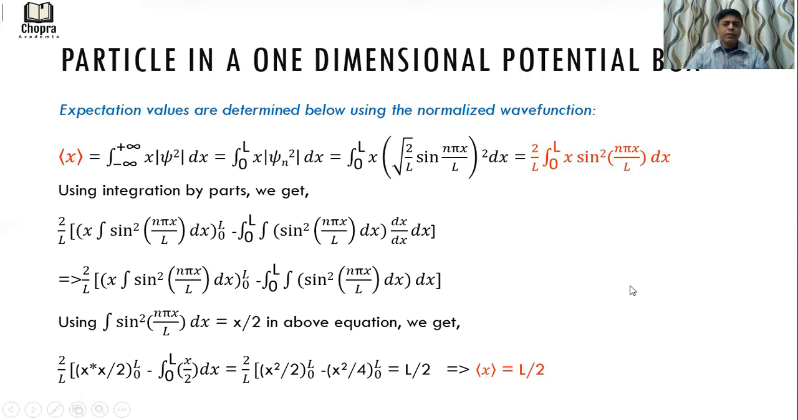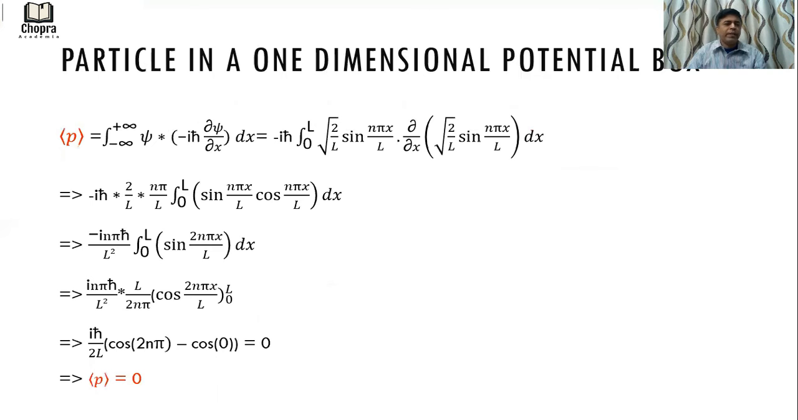So that means the most probable position of finding the particle inside the box, from all the weighted average measurements of the position, quantum mechanical position measurements, will be L by 2. So that central position of the box is the most probable position of finding the particle. That is what it means. Let us continue finding the expectation value of momentum.